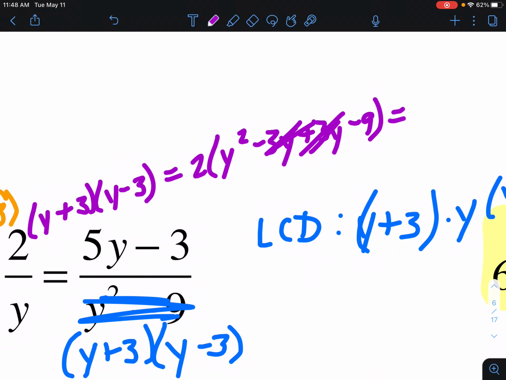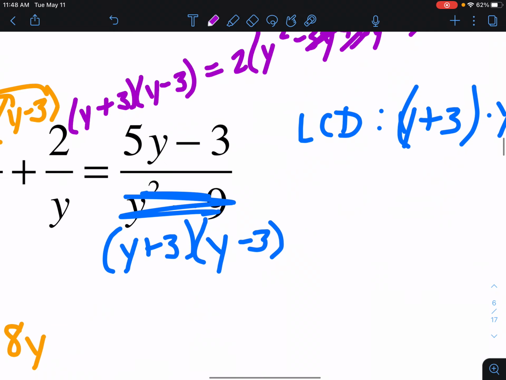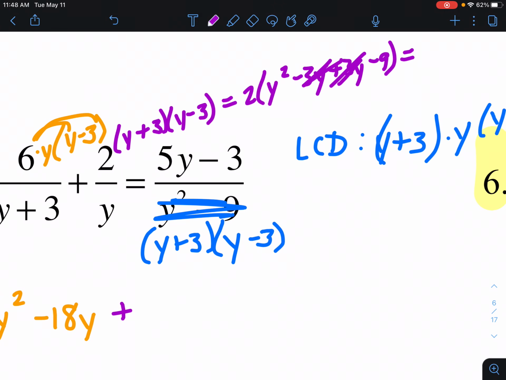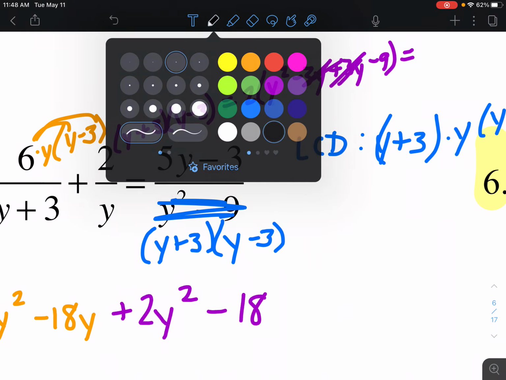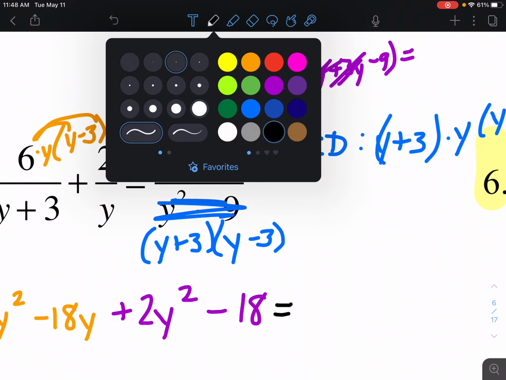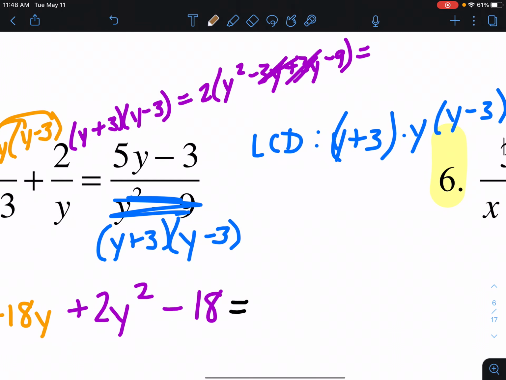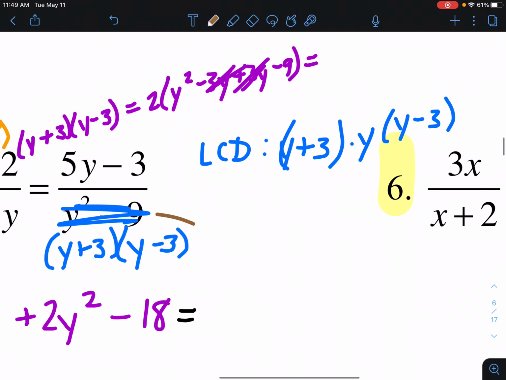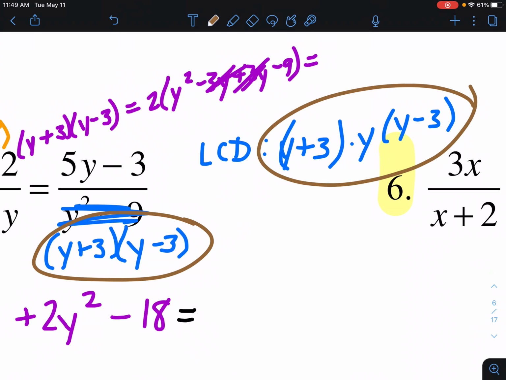these two cancel, 2 times y squared, then it becomes 2 times y squared, and then 2 times -9. A lot of writing here. All right, and then the equal sign, and then we are looking at the 5y minus 3. So what's missing here that appears here? Fortunately, it's just the y.